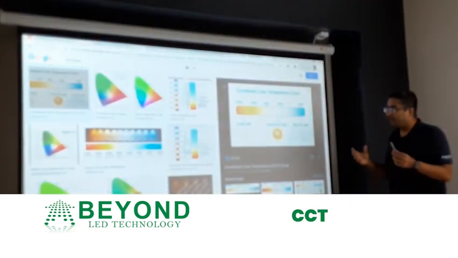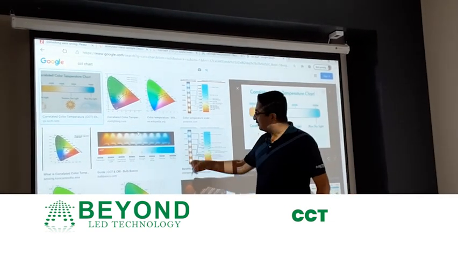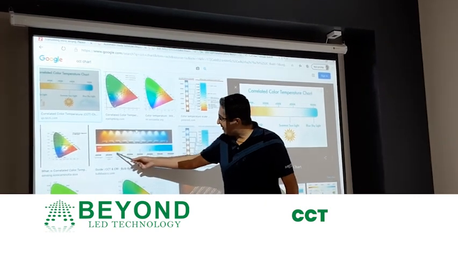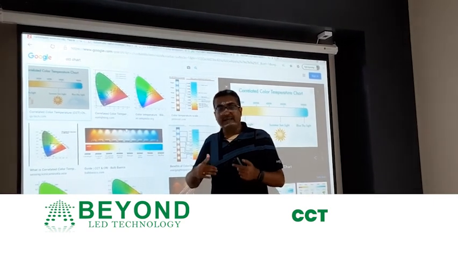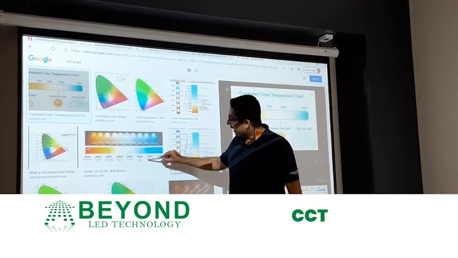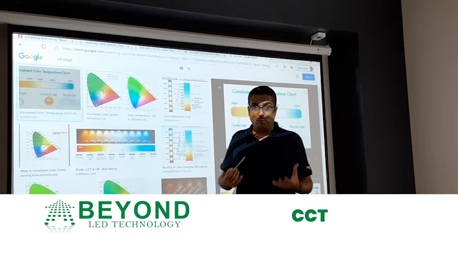There are colors available up to 6000K, 6500K, 7000 color temperature. But as the kelvins go up, your light keeps getting cooler, and at a certain level it will deliver a bluish type of light. It's no longer white anymore.